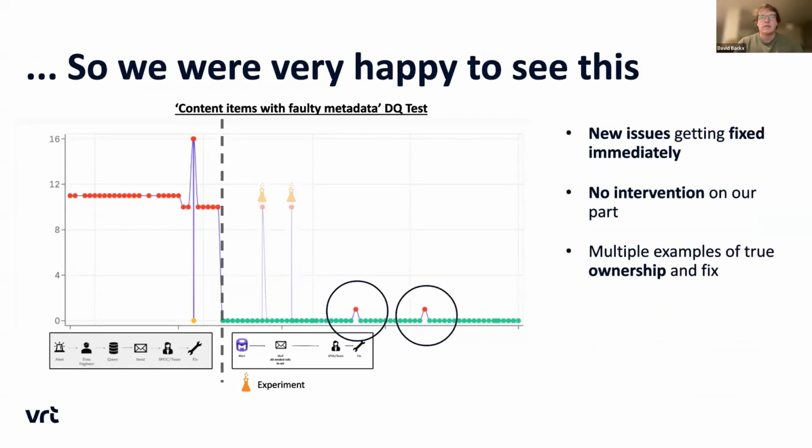after a few more days, we saw that another error popped up, and it instantly got fixed. So this was kind of a proof that our solution was working for them. So no issues getting fixed immediately. Also, there was no intervention on our part. We didn't send them any extra information about the test case. They really resolved it by themselves. And it also shows that they took ownership of the data and of the test case. So we were really happy that they fixed it on their own.